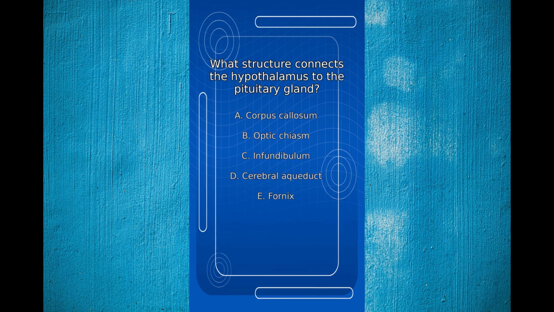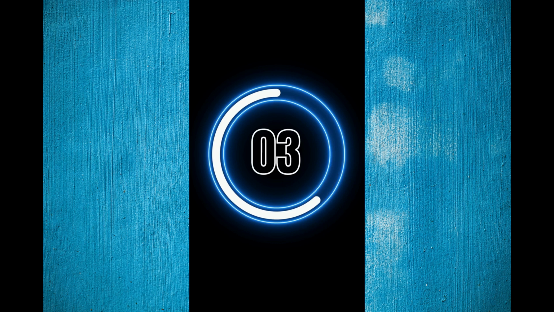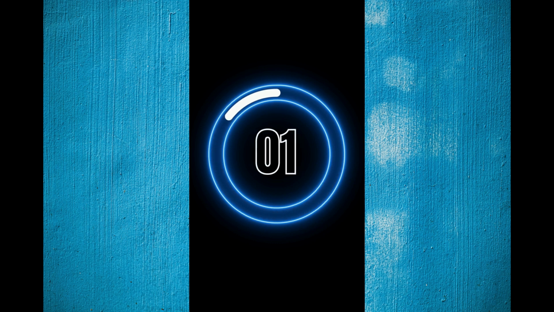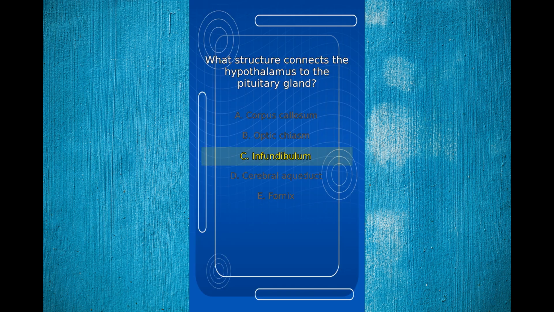What structure connects the hypothalamus to the pituitary gland? The correct answer is C. Infundibulum. The infundibulum connects the hypothalamus to the pituitary gland.